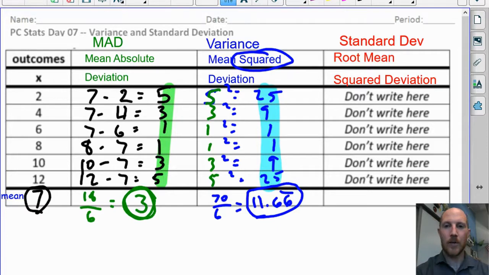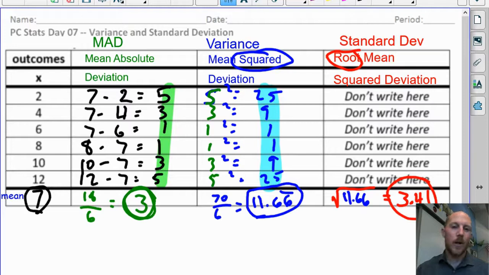Now, moving on. Last column is standard deviation. To find the standard deviation, it is the root mean squared deviation, right? The whole rest of the name, the mean squared deviation part, that's the same as the blue one. All I need to do is take the square root of that blue variance. So I'm going to do the square root of 11.66, which is 3.41. That is the standard deviation.